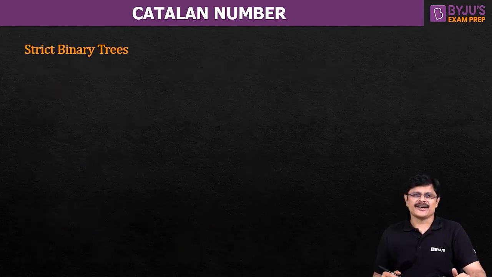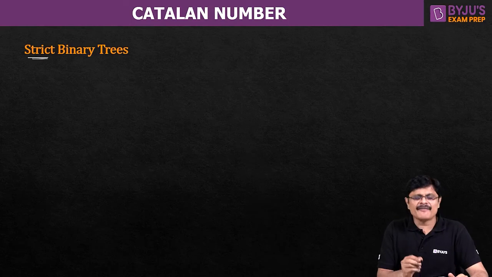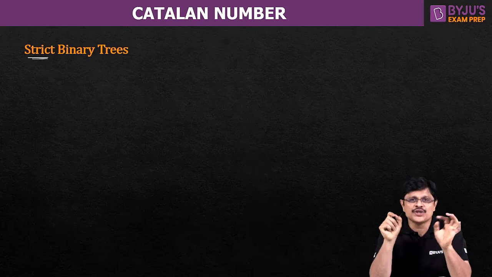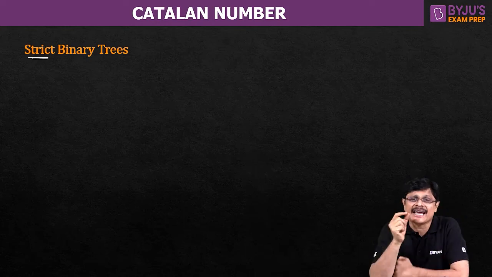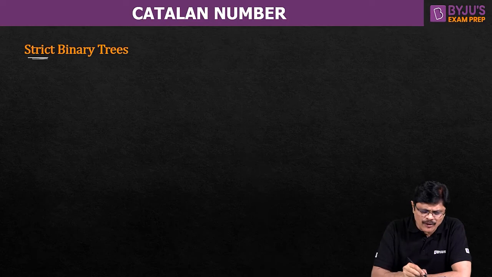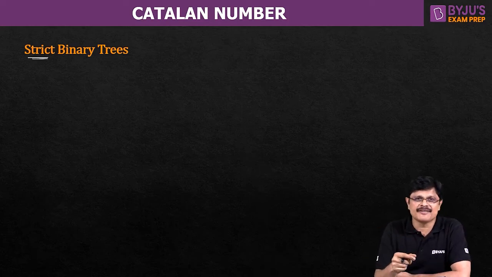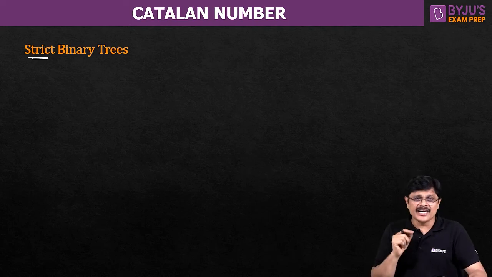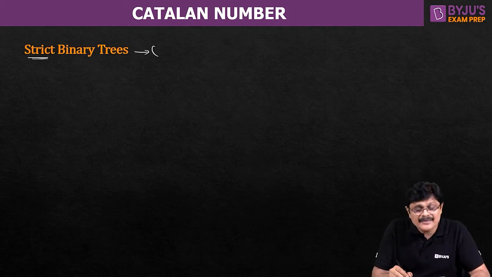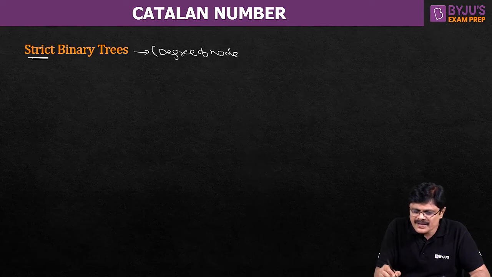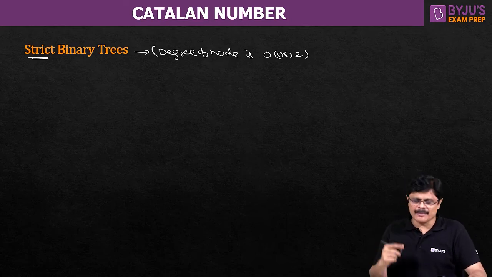Next comes the strict binary tree. Of course, the terminology may vary, my dear friends. Here, strict binary tree means each node is having exactly 2 children or 0 children. Each node is having either exactly 2 children or 0 children, we are calling it a strict binary tree. Am I clear? Sometimes some people may use different terminology for this. Please remember, strict here means each node has either degree 0 or 2. The degree of every node is 0 or 2. Then we call it a strict binary tree.